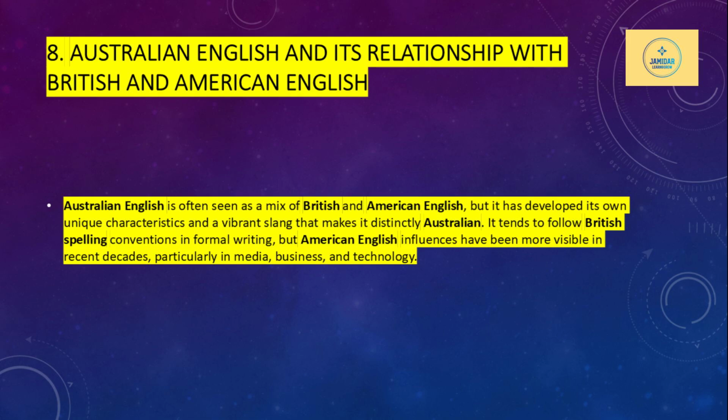Punctuation in Australian English follows most of the rules of British English, with occasional influences from American English in informal writing. For example, Australian English prefers single quotation marks for speech and quotations, just like British English. Additionally, the Oxford comma is often omitted in Australian English, unlike American English where it is commonly used.